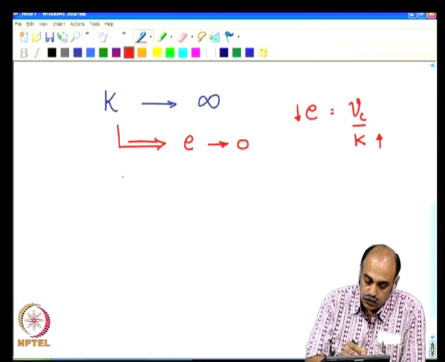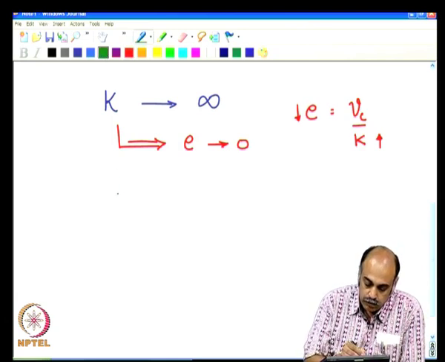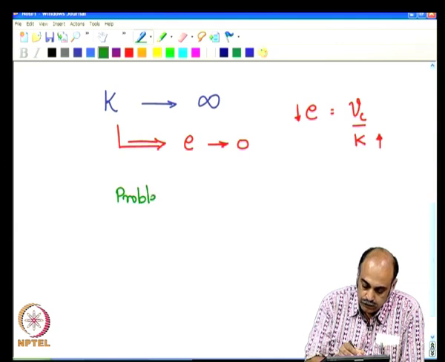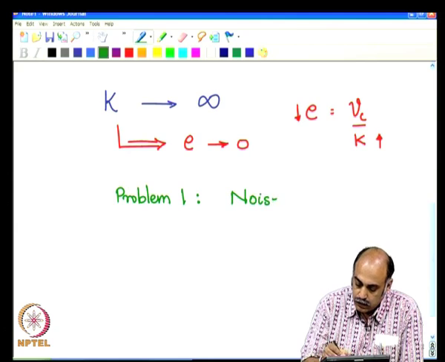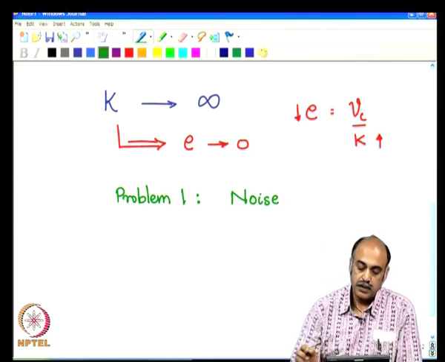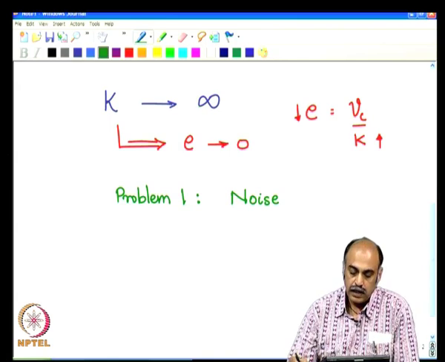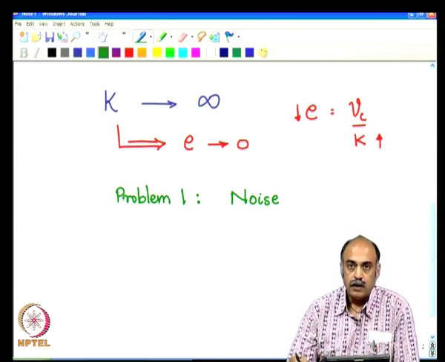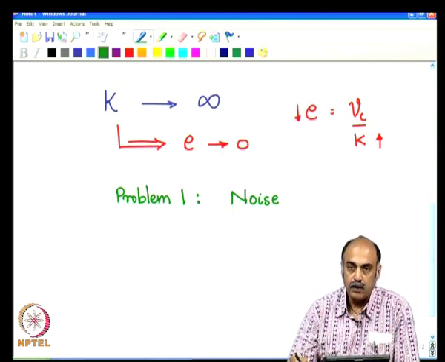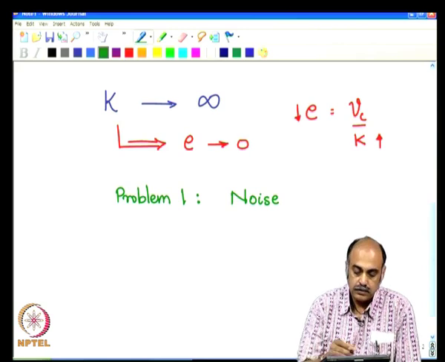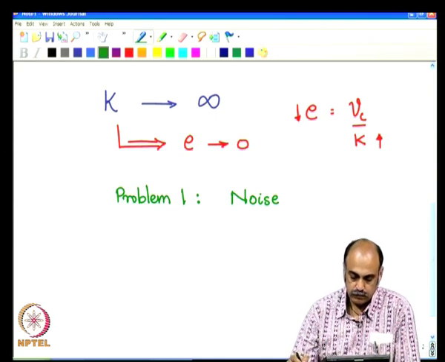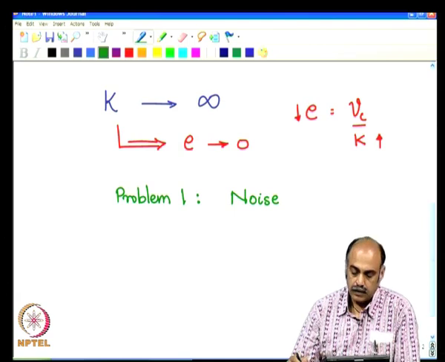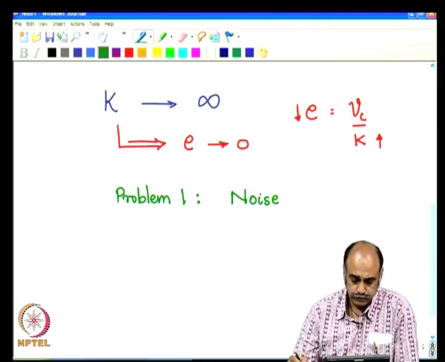However, we saw that we had two problems in the last class. Problem 1, noise. Noise is the issue, and especially if you have the controller gain K as a very high value, then noise which is generated in every component in the electronic circuit will also get amplified by this infinite gain, and it will swamp out all useful signal. So, you will only have noise at the inputs and the outputs.